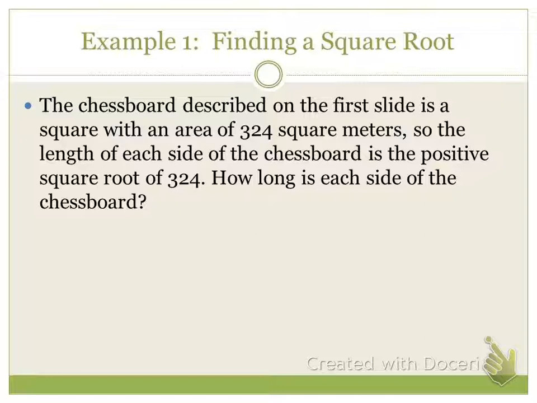So the chessboard is 324 square meters. Basically, they're asking, what is the square root? How long is each side of the chessboard? So what we're going to do is take the square root of 324. Here's the convenient part. We can use our calculator, okay? So go ahead and get out your calculators. I'll show you where the square root sign is if you haven't found it already. And what is the square root of 324?